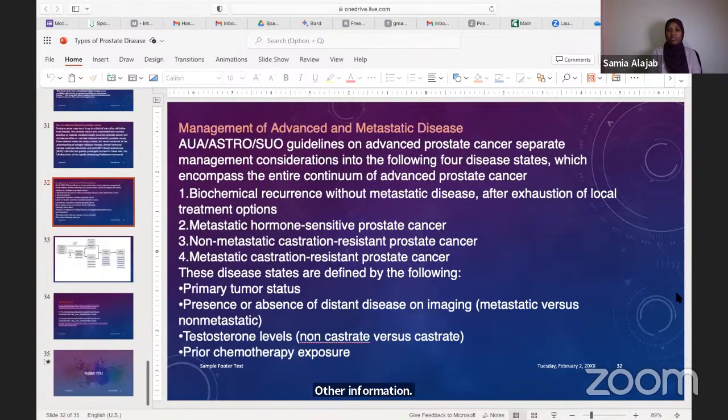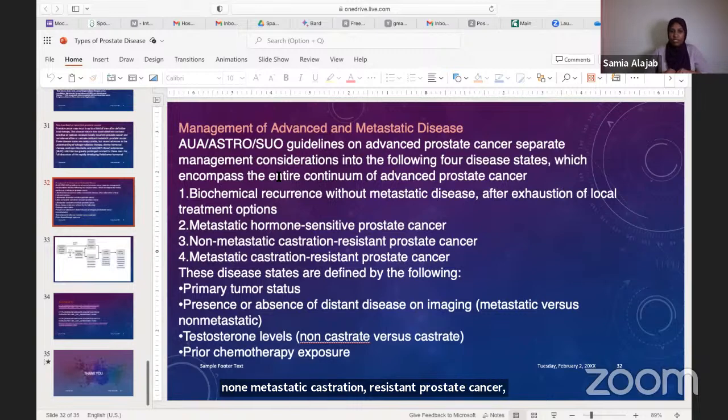So in case of management of advanced metastatic disease, again, American Urologic Association guideline on advanced prostate cancer separate management consideration into the following 4 disease states, which encompass their entire continuum of advanced prostate cancer. So biochemical recurrence without metastatic disease after exhaustion of local treatment option, or metastatic hormone-sensitive prostate cancer, non-metastatic castration-resistant prostate cancer, metastatic castration-resistant prostate cancer.